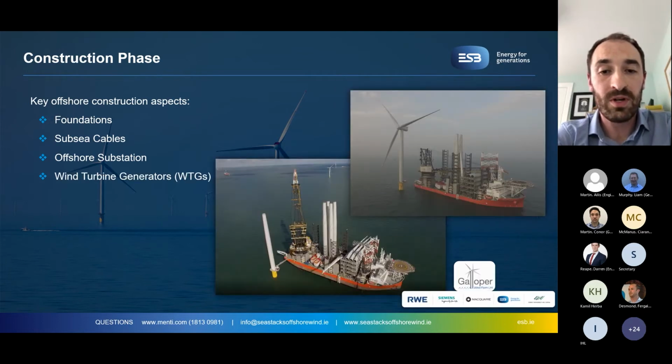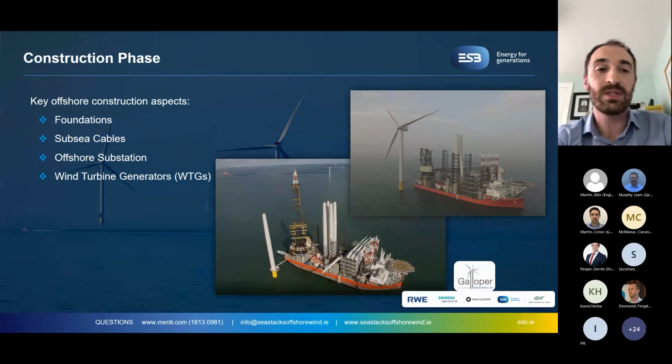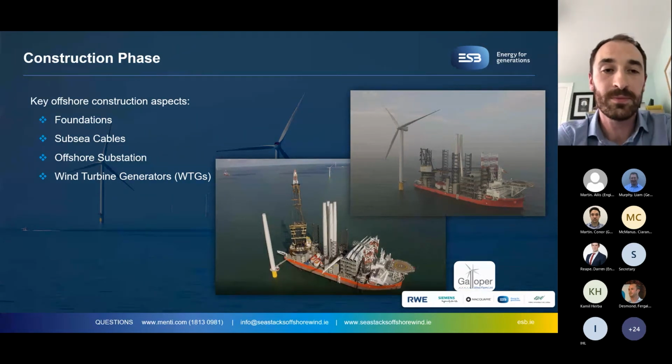Most importantly for an offshore wind farm are the wind turbine generators themselves. So these are one of the last offshore installation aspects. And similar to the foundations, they'll be collected from a construction marshalling port, whereby a turbine installation vessel similar to that shown in the image from our Galloper project in the UK will collect the components and transport them to the field before being installed in a modular format.